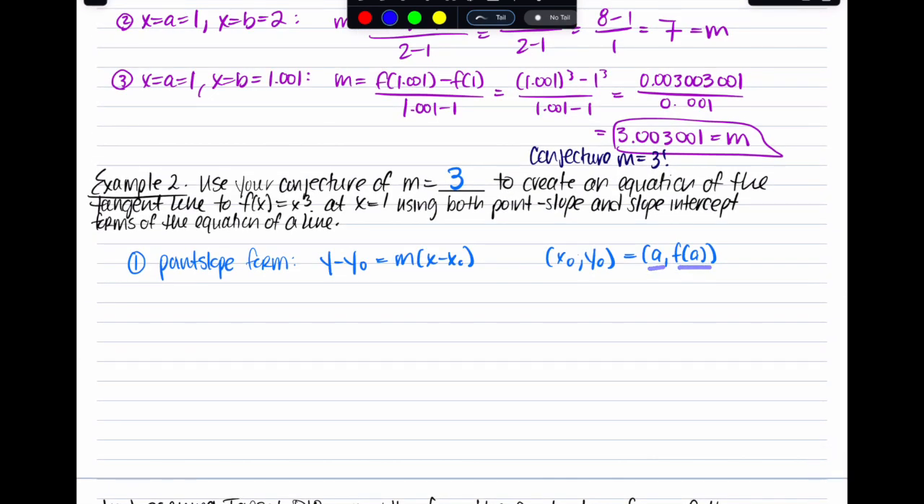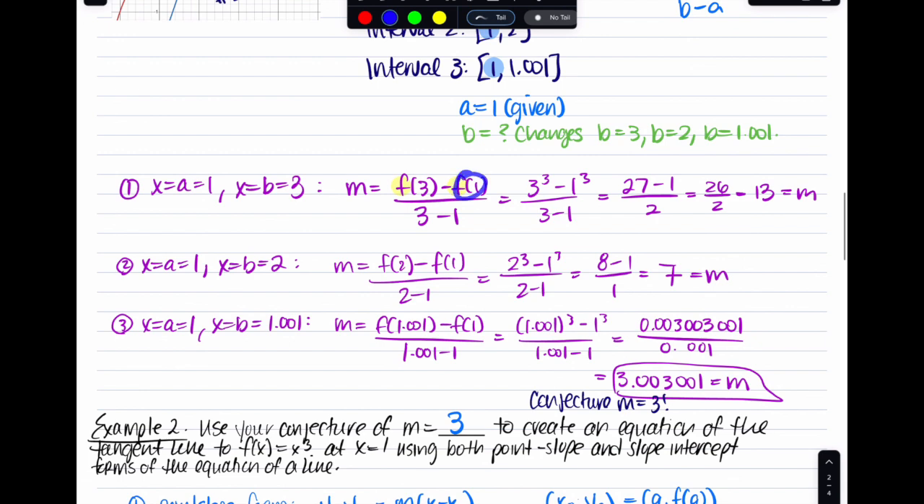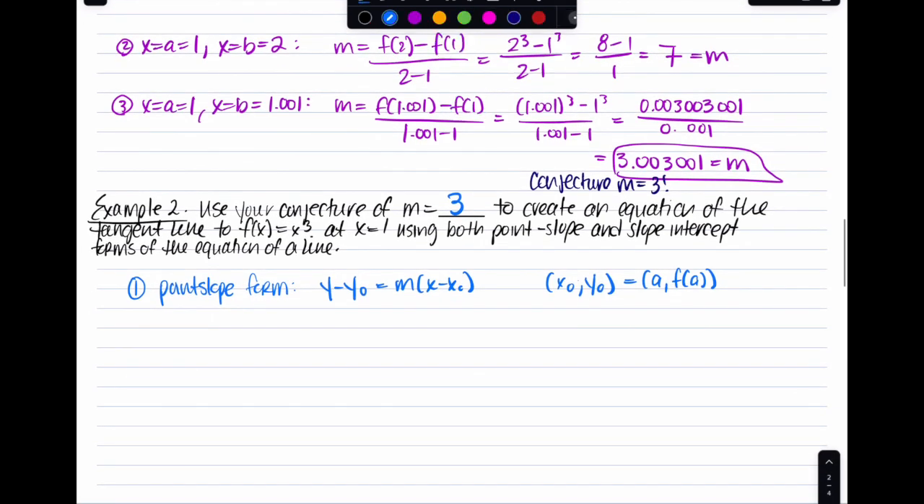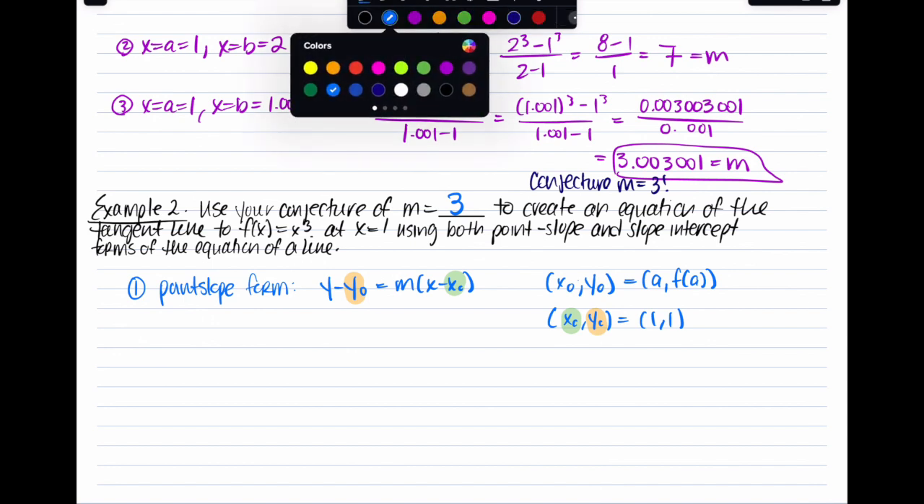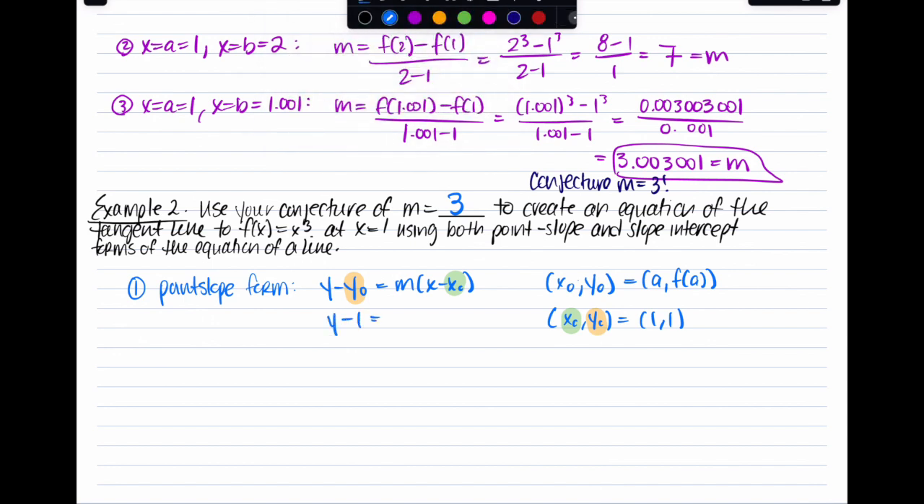and evaluate the function at a, which you've actually done 3 times already. The function value at a is 1. So x naught, y naught is 1, 1. So if I plug 1 equals y into that, and 1 equals x into that, leaving the x and leaving the y, we have to have independent and dependent variables for this line. So we have y minus 1 equals 3, which is our slope, whatever our conjecture was, or whatever our value of f prime at a was.